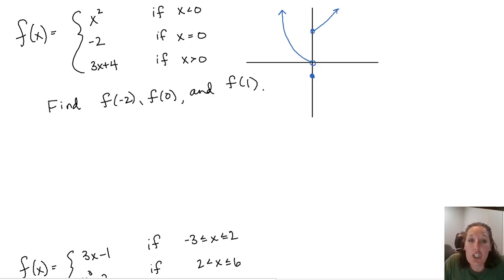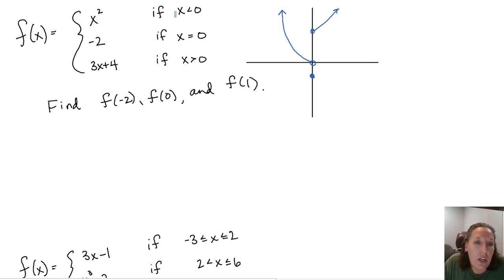And because these are strictly less than and strictly greater than, we will have open circles on our graph as those get closer to 0, and then our closed circle is going to be down here where x equals 0 and y equals -2. So this was just to kind of give you an idea of what a piecewise function graph looks like. You just graph each of those pieces on their respective domains.